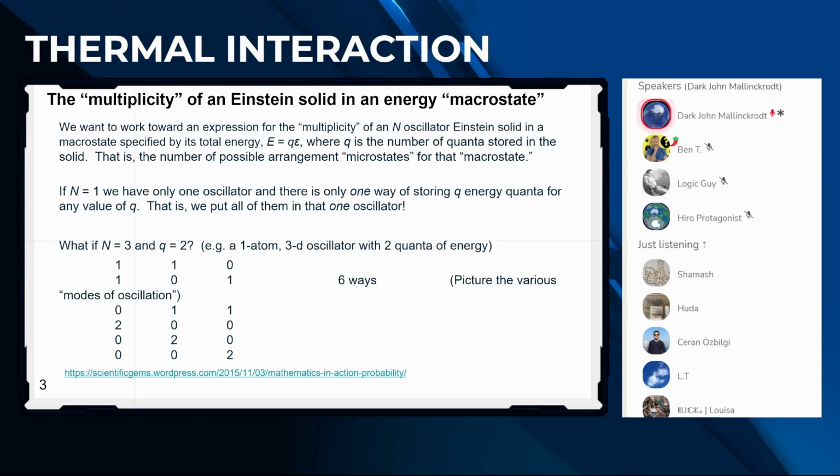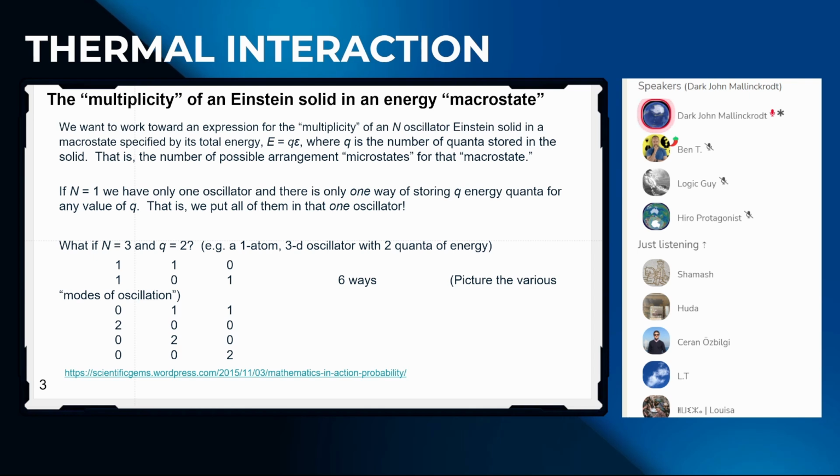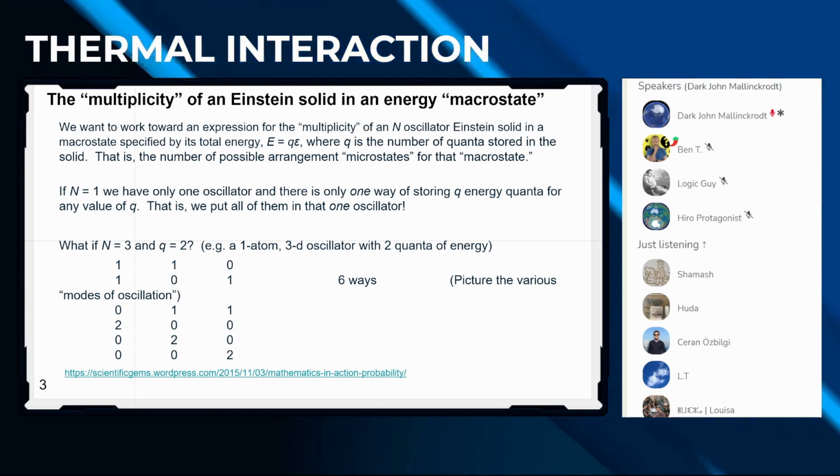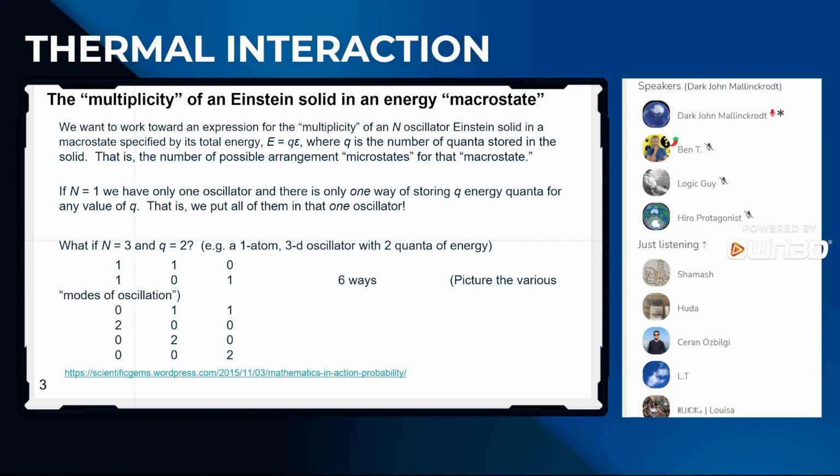So what if you have 3 places to store it, 3 oscillators, and you have 2 units of energy that you have to store? Because I've chosen N equals 3, this could be a 1-atom 3D oscillator, which would correspond to a 1-atom Einstein solid, whatever that's supposed to mean, right? An atom that is just connected between walls. And I'm going to store 2 units of energy into it.